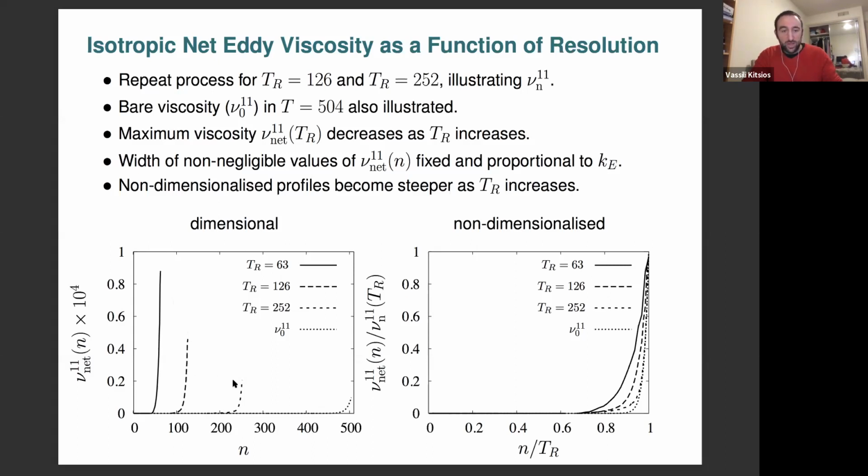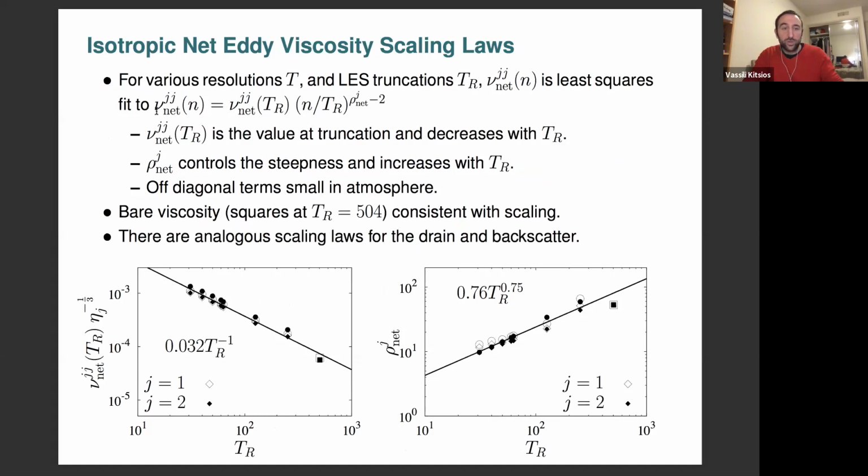So we can non-dimensionalize each of these profiles by dividing by the maximum value of each profile and also its truncation wave number. And that gives us these profiles over here. So that's going from lowest resolution at 63 all the way through to the highest resolution. And in this non-dimensionalized space, you can see that these curves are actually getting steeper and steeper. That's because we've essentially got the same range, but we're dividing by a larger truncation wave number. The reason that's important is because we can characterize these curves using a power law expression, where this is the maximum value, and this is the steepness of those non-dimensionalized profiles. And then we can see how the maximum value and the steepness change with resolution.